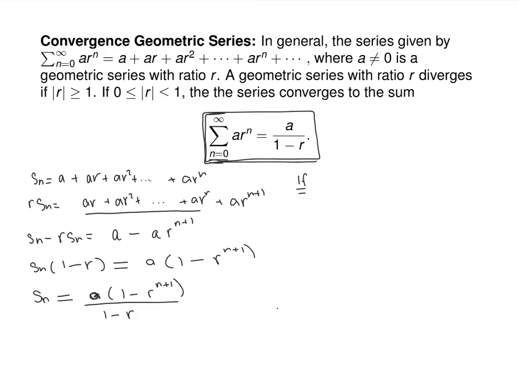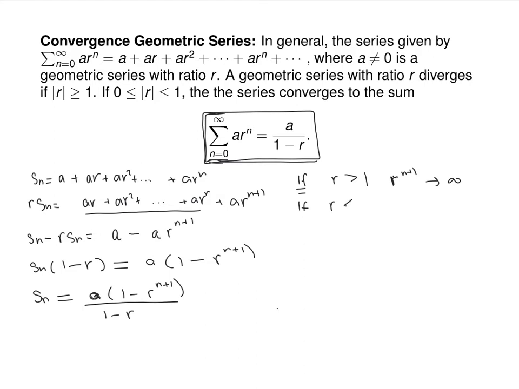And now if your r is bigger than 1, r to the n plus 1 is going to go to infinity. Think about this. If you take something like 2 and raise 2 to a power, that's going to get bigger and bigger and bigger. It's exponential growth. That's also true if you have something like 1.1 to the power of n. That's also exponential growth. So this thing will increase.